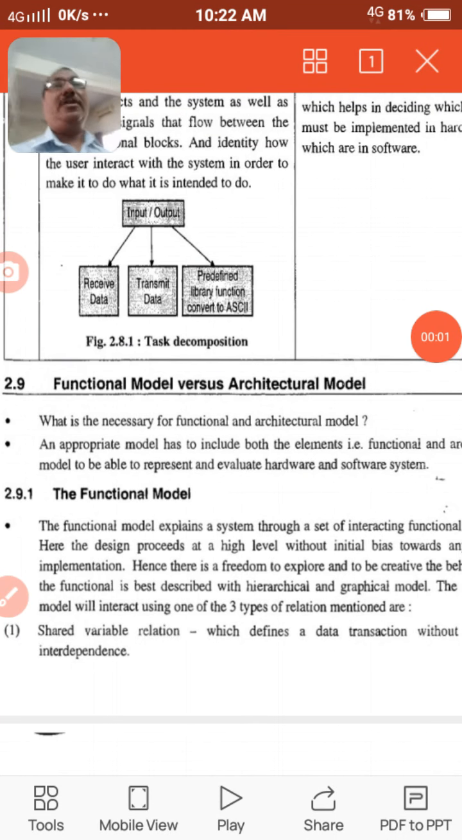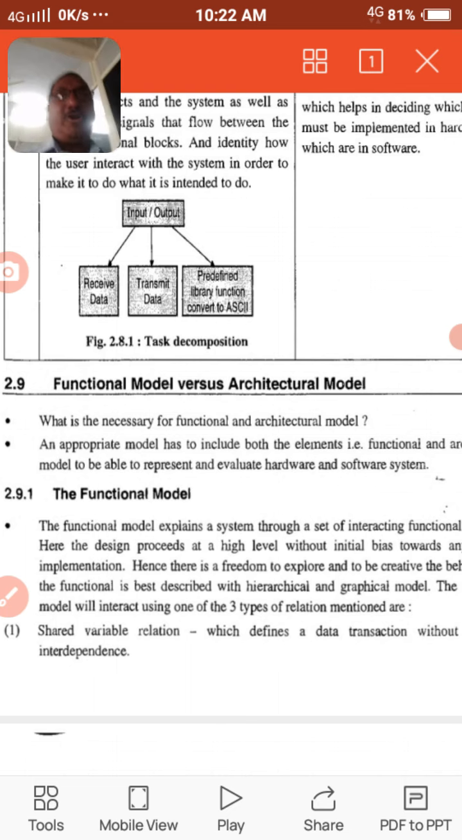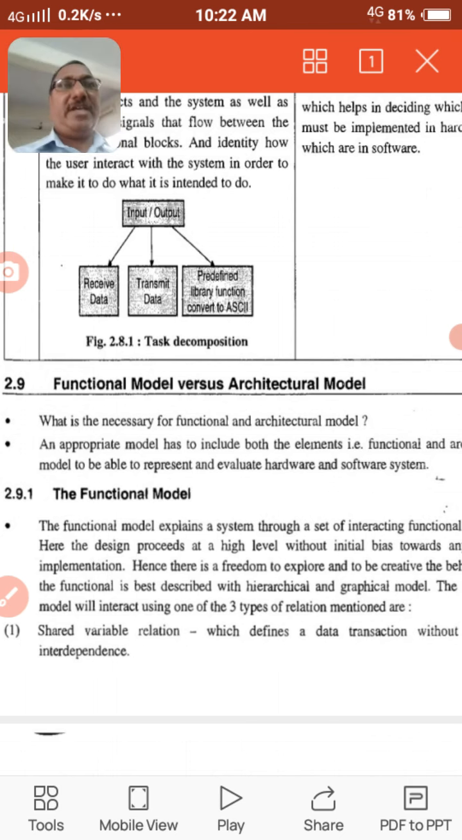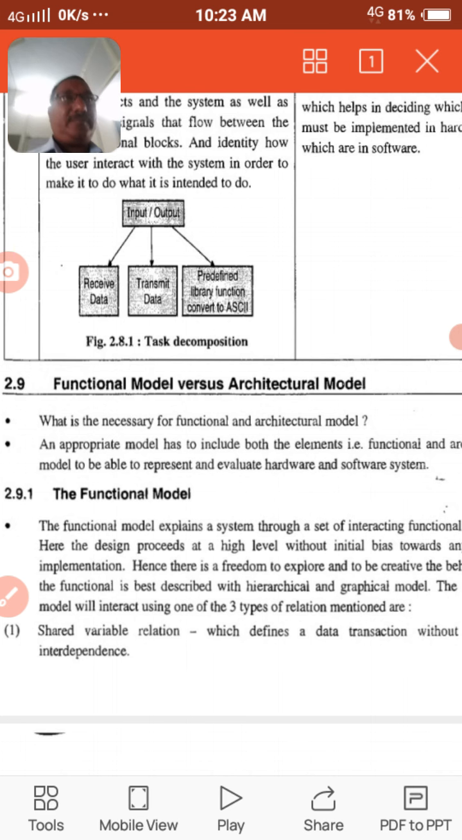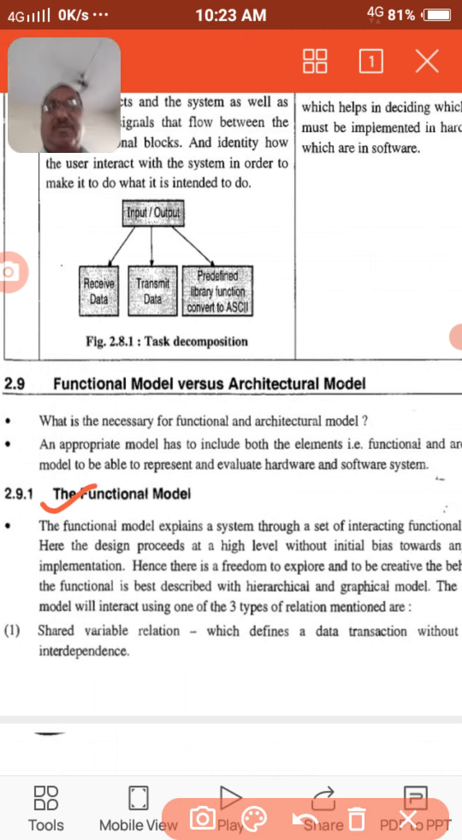Good morning, students. Today we are going to start with functional model versus architectural model. Functional model, in the last lecture we studied, is nothing but a block diagram of a product or a system. A system may be an automatic hand sanitizer. Here, for example, we will consider the automatic hand sanitizer, and architectural model means the actual circuit diagram of the automatic hand sanitizer. Let us understand the functional model.